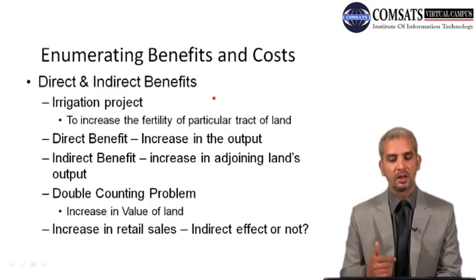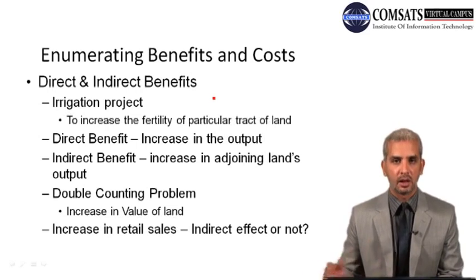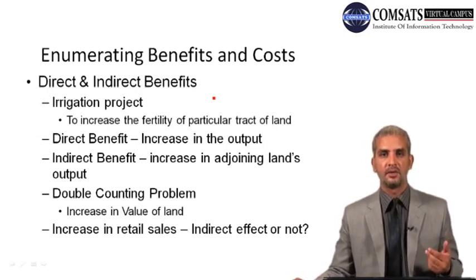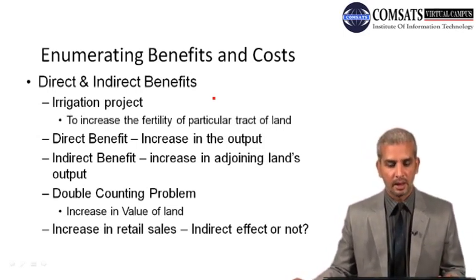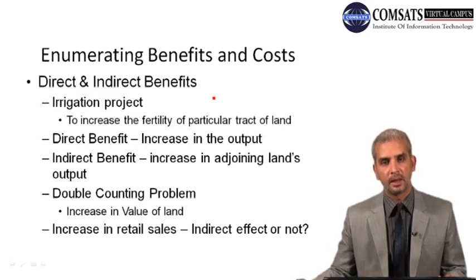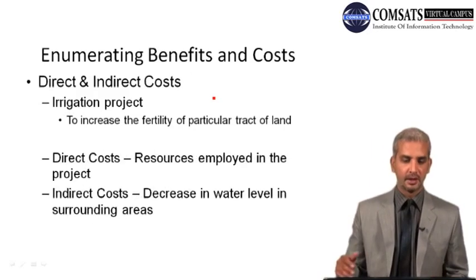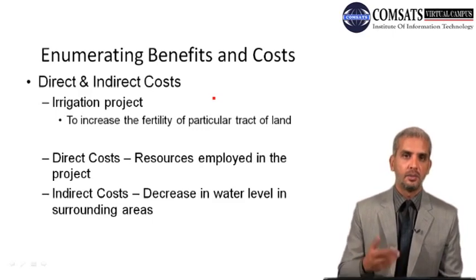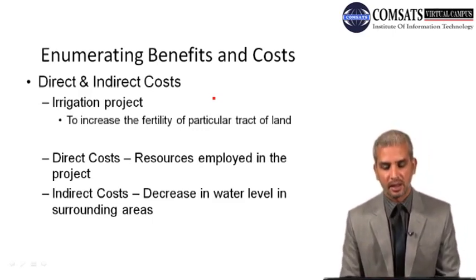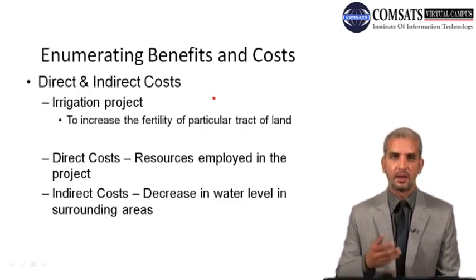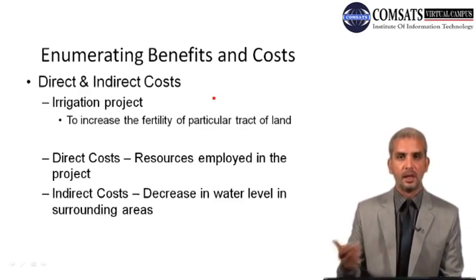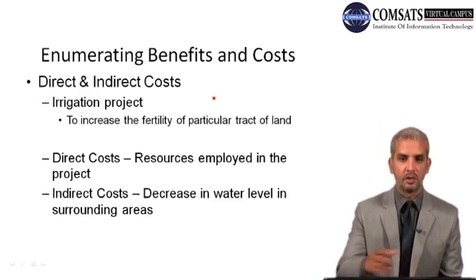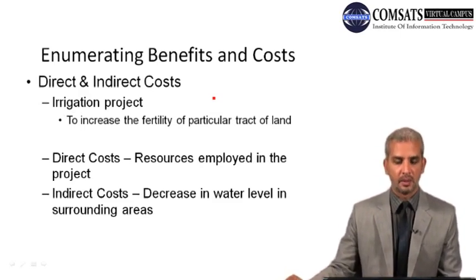We also discussed that we need to consider the indirect benefits, which would be increased water level for adjoining lands, and that we need to avoid the problem of double counting, and there are certain benefits that are questionable, which need to be debated. Then there are direct and indirect costs of the irrigation facility, same as benefits. Direct costs would be resources employed in the project in terms of capital, labor, and purchase of land, and indirect costs would be costs to the adjoining land, or, for example, acquired land which would not be used for agricultural purposes anymore.